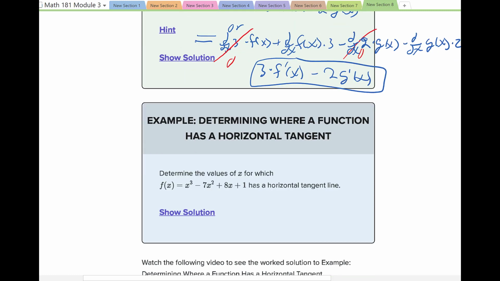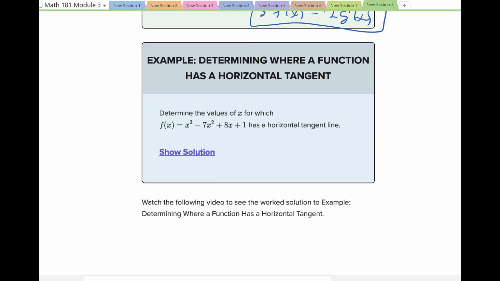Okay, moving on. This one we're determining where a function has a horizontal tangent. So first of all, think of a horizontal tangent. The slope is what? You're right, it's 0, horizontal line. So we're going to take the derivative and set it equal to 0. So our f prime of x is going to be 3x squared minus 14x plus 8.